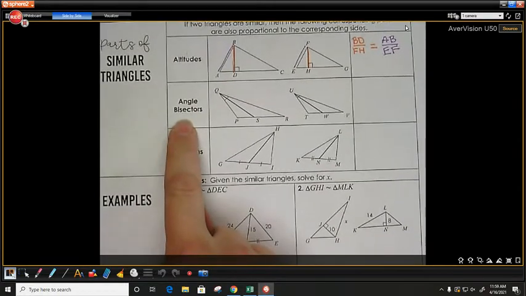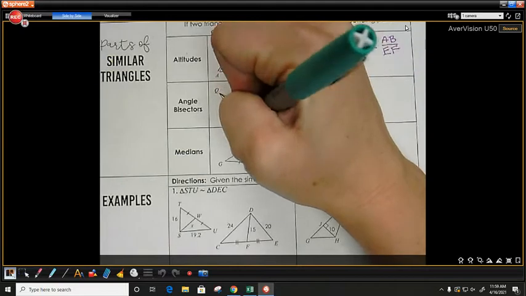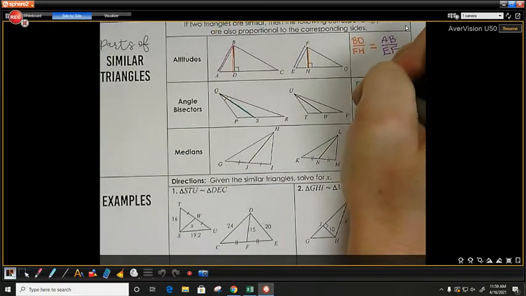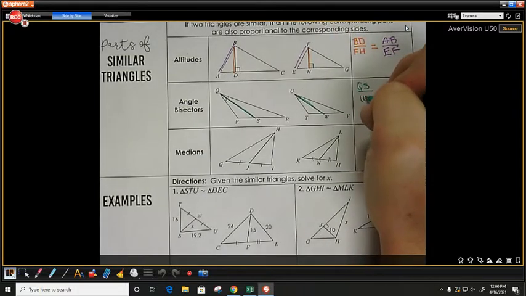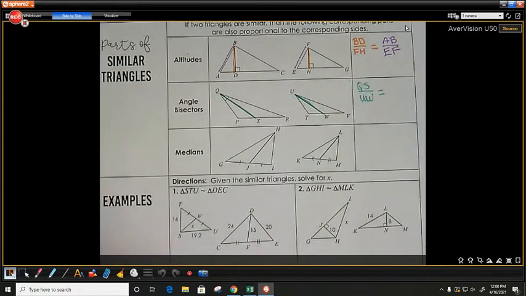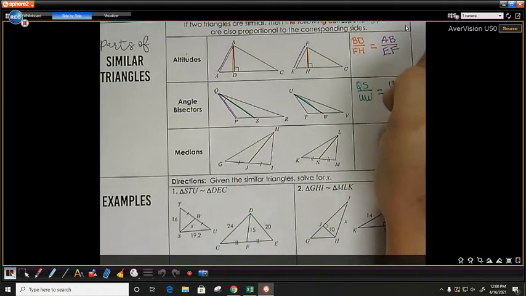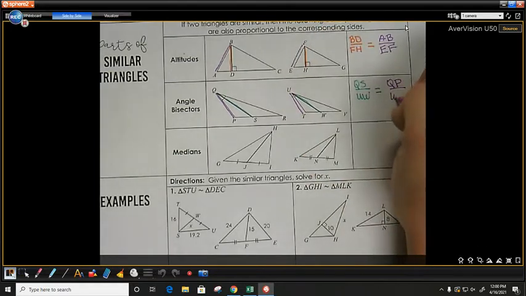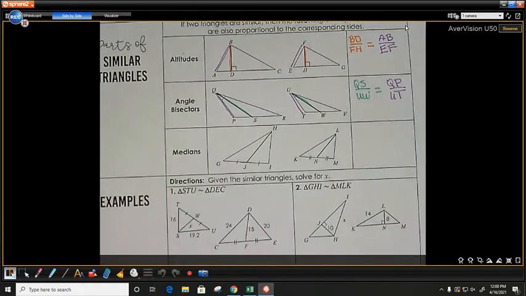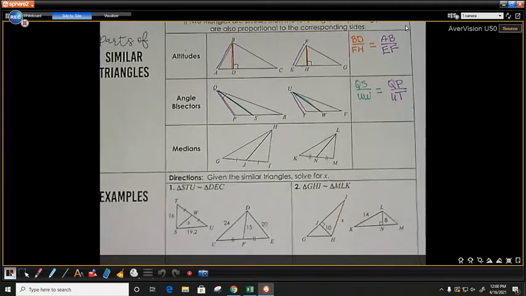So, the angle bisector. I'm going to look at the line that is bisecting the angle. So QS over UW is going to be equal to QP over UT. Again, for this second part, I could have chosen any of my corresponding sides.